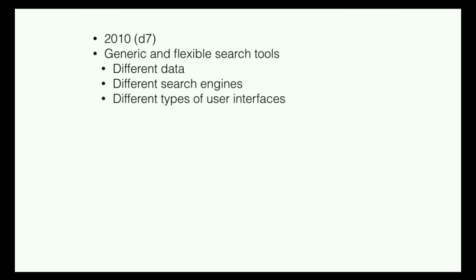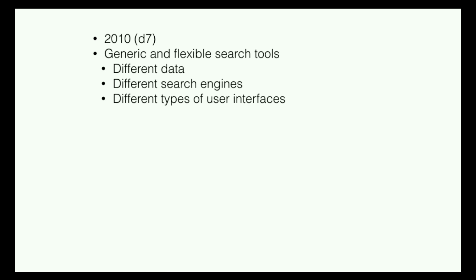In 2010, for Drupal 7, we wanted to make suggestions to core search to improve it, to make it a little bit better, and mainly to provide a generic and flexible way of searching to index not just nodes and users, but also custom entities and taxonomies and other kind of things that you wanted to index on different search engines, such as Solr or Elasticsearch, not just MySQL, and also to provide different types of user interfaces than the user interface that Drupal Core ships with.